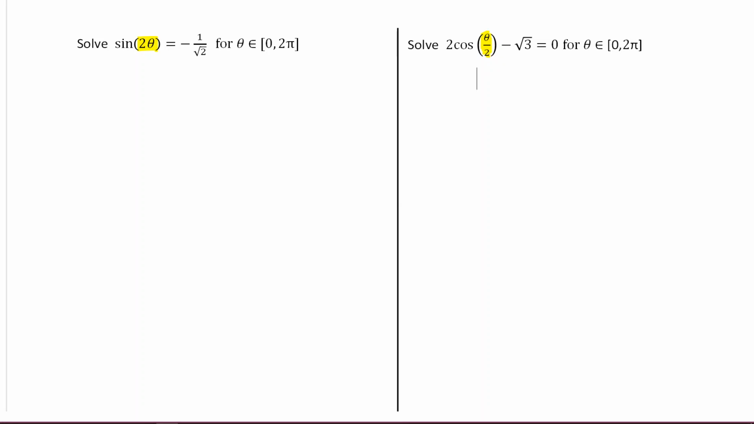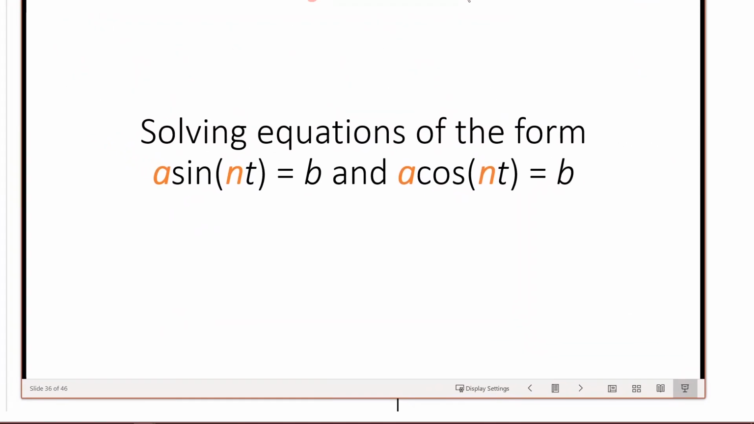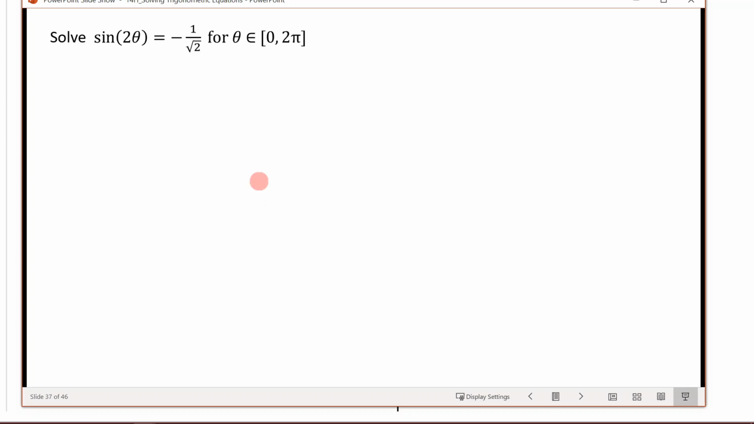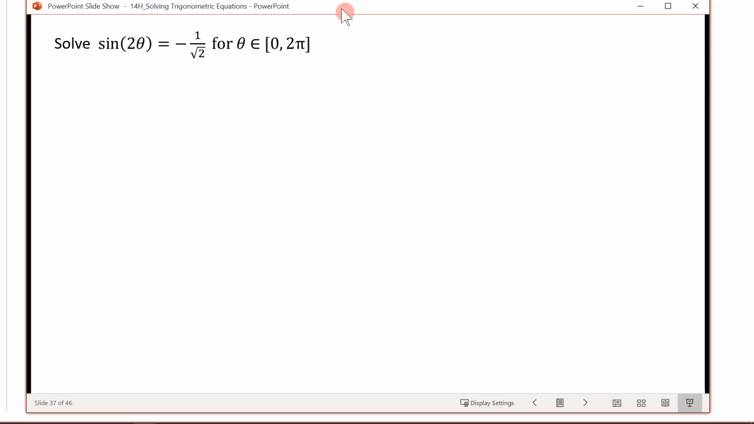Well, what we're going to do is I'm just going to bring up this PowerPoint just to really help us visualize what's going on here. And what we're really doing here is we're solving equations of the form, and as you can see here, we have a coefficient inside our brackets here. And that's really going to affect things. Okay, so here's the question that we just saw before.